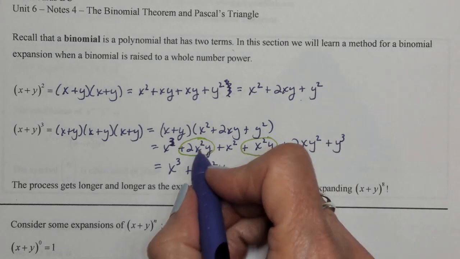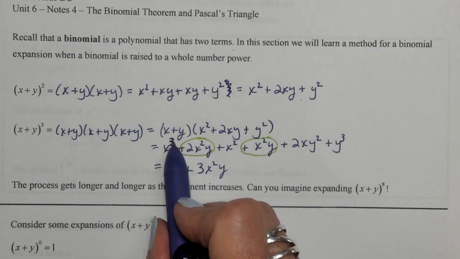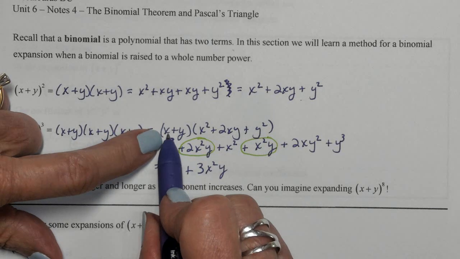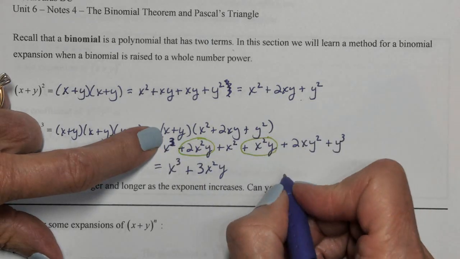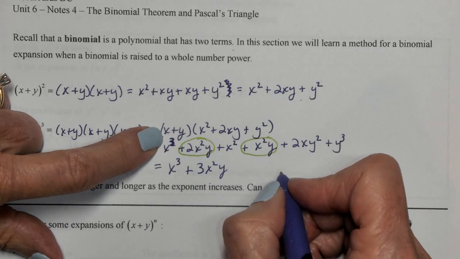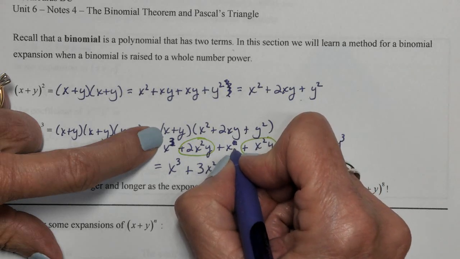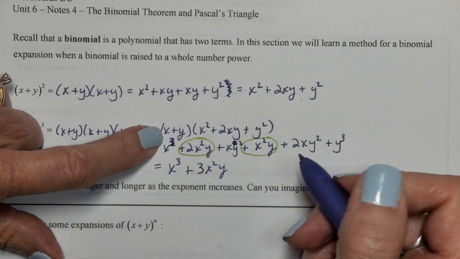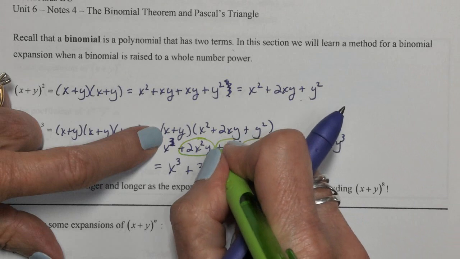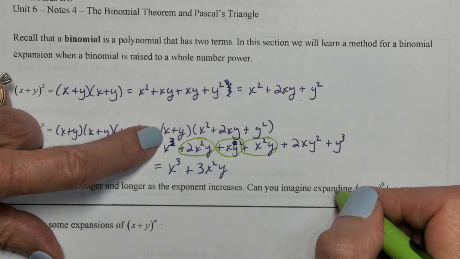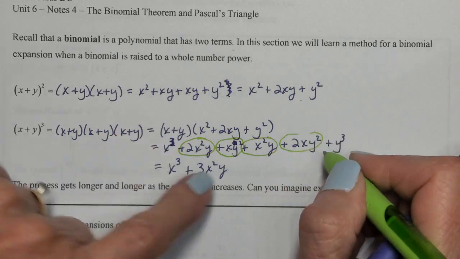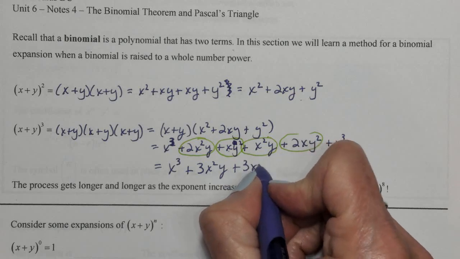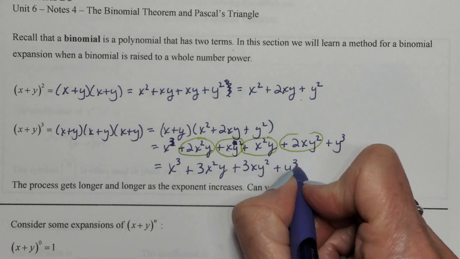Okay, I can see that I made another mistake here. X times y squared, I just didn't write the y. X times y squared is xy squared. I just didn't put the y there. I could redo this video, but I'm not going to. We have xy squared plus 2xy squared. I combine those to get 3xy squared plus y cubed.